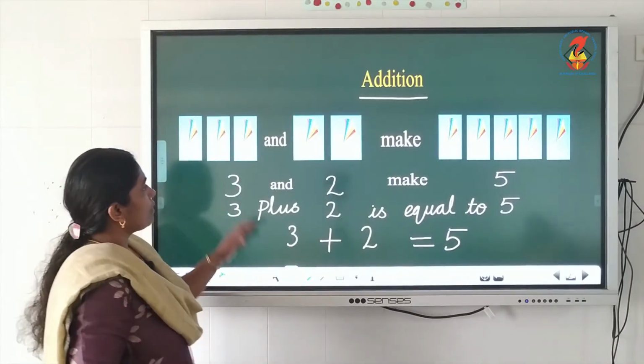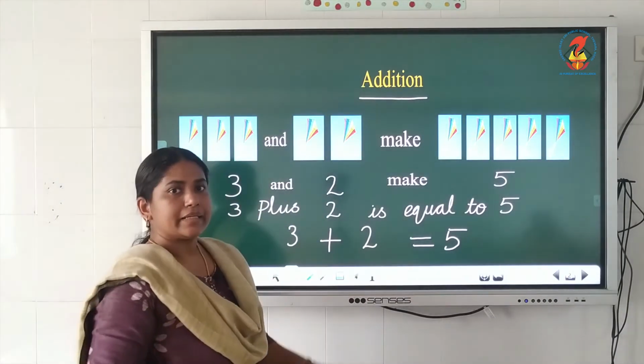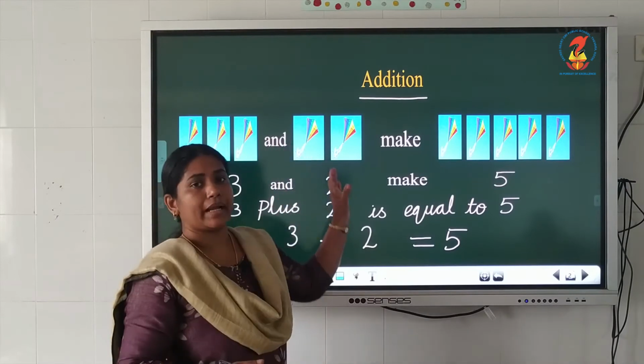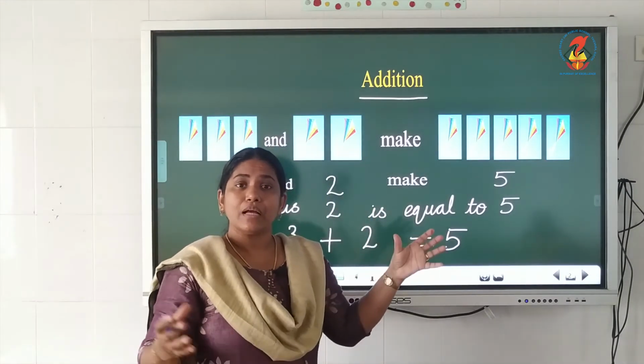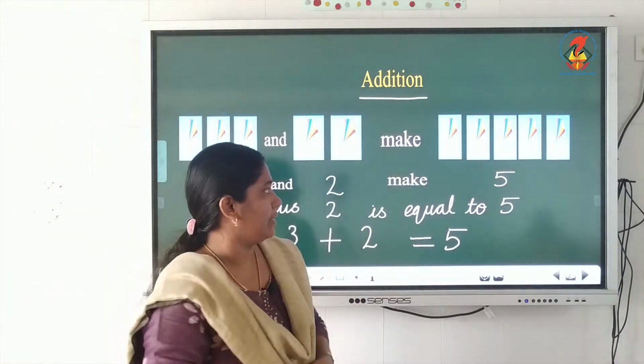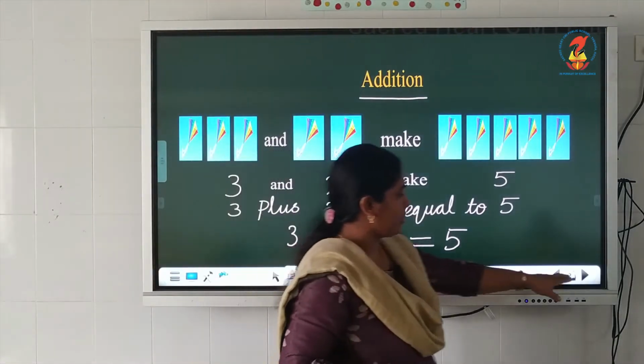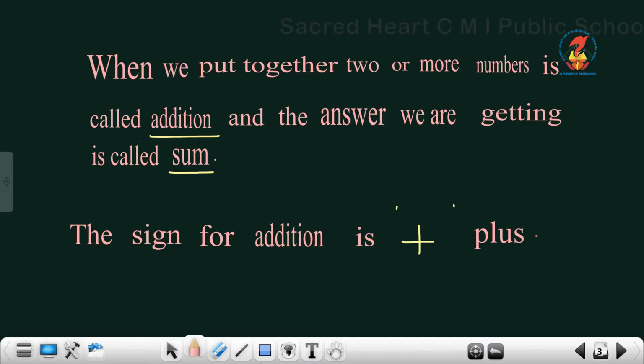So children, what we are doing here? 3 kites are there and 2 kites are also there. Actually we are putting them together. So what is the definition of addition? When we put together 2 or more numbers is called addition.